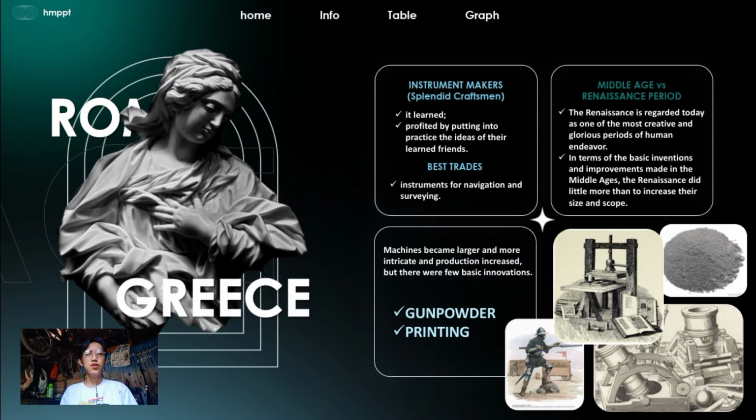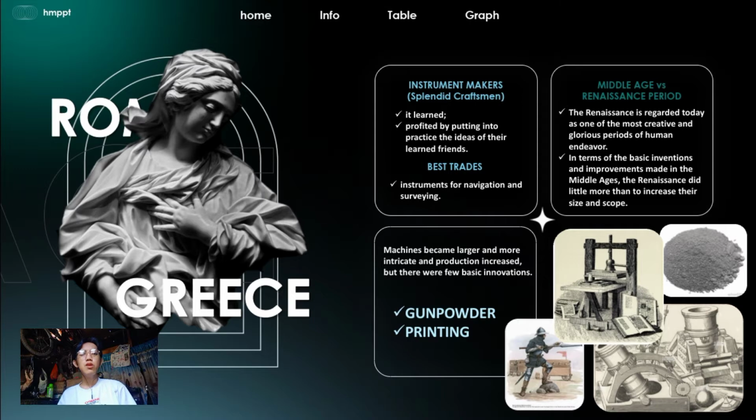Middle Ages versus Renaissance period. The Renaissance is regarded today as one of the most creative and glorious periods of human endeavor. In terms of the basic inventions and improvements made in the Middle Ages, the Renaissance did little more than to increase their size and scope.